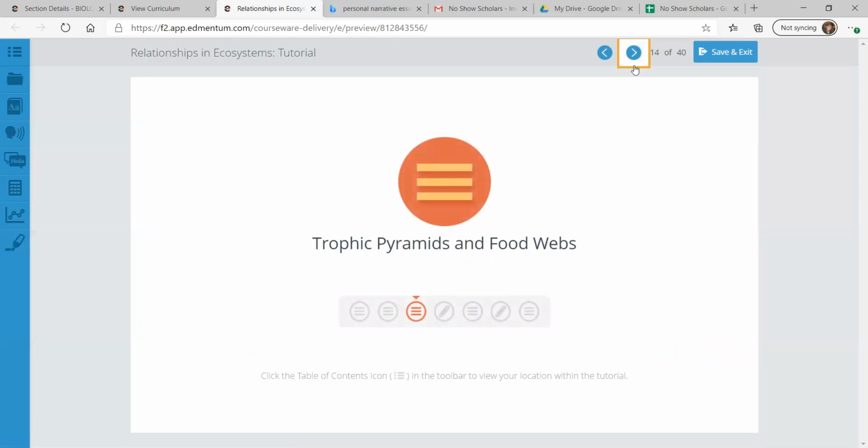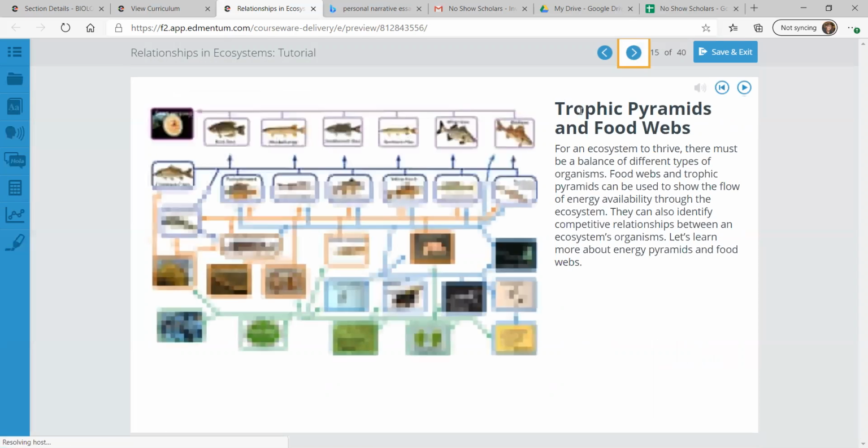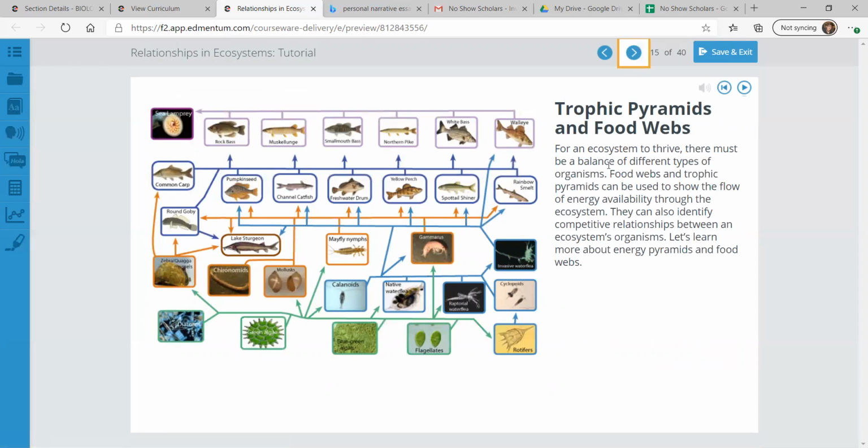Moving on to trophic pyramids and food webs. For an ecosystem to thrive, there has to be a balance of different types of organisms. You can't have a bunch of predators without prey, and too much prey can lead to unbalanced ecosystems where there's a lack of food resources for the rest of the organisms.